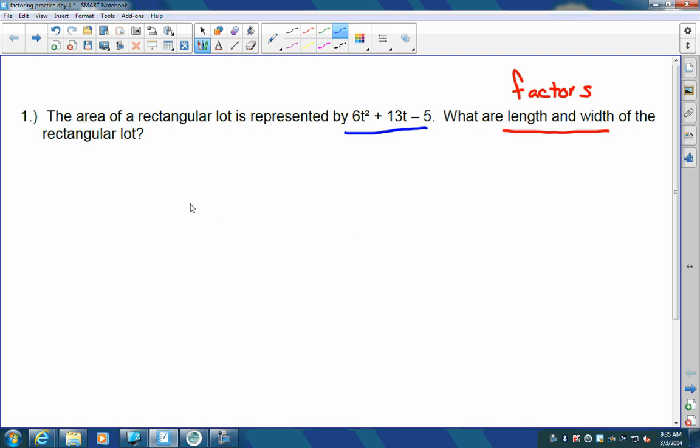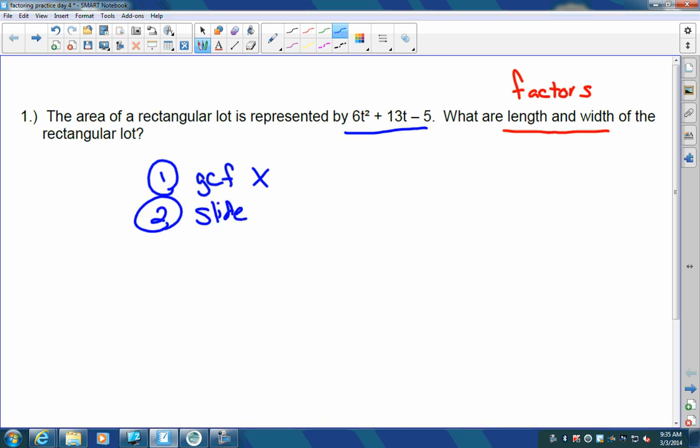To factor, we need to remember step 1. Step 1 is to find and factor out a GCF. When I look at this, the smallest number is 5. Does 5 go into 13? No. So I can't pull out a GCF. There is nothing. The second thing is to slide.